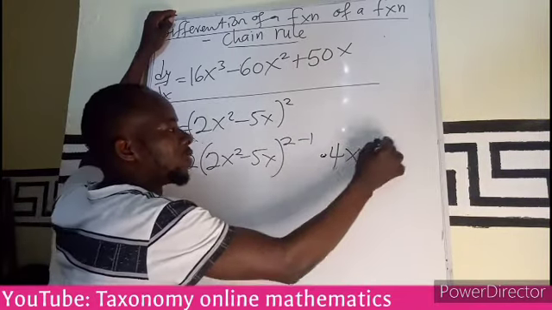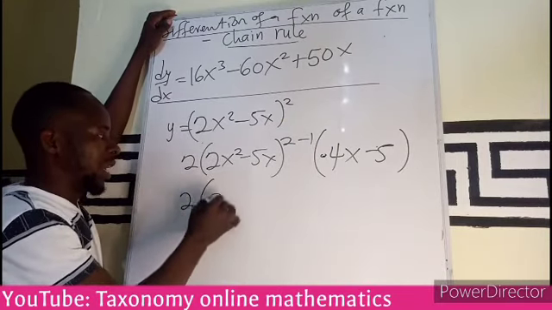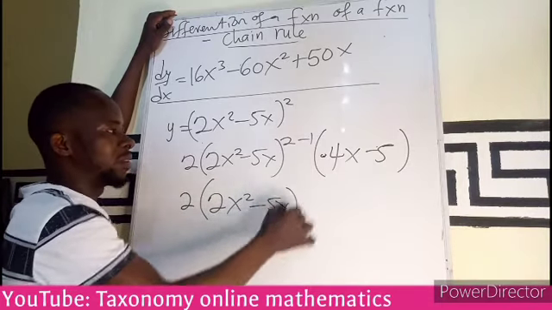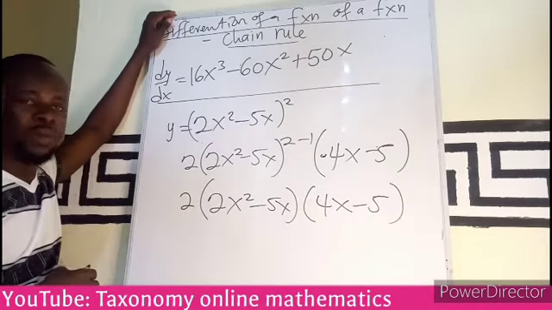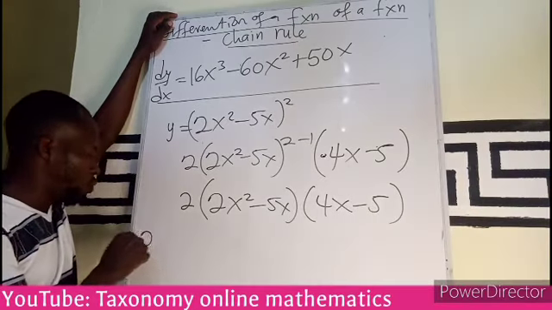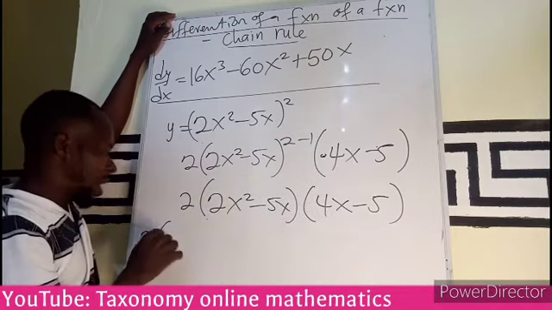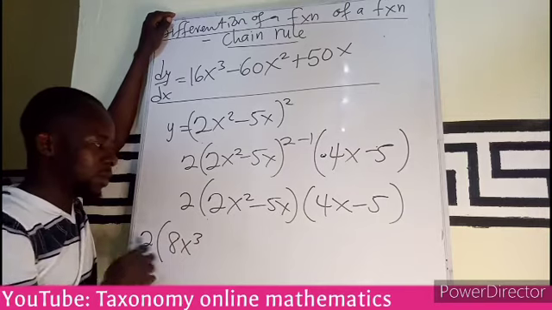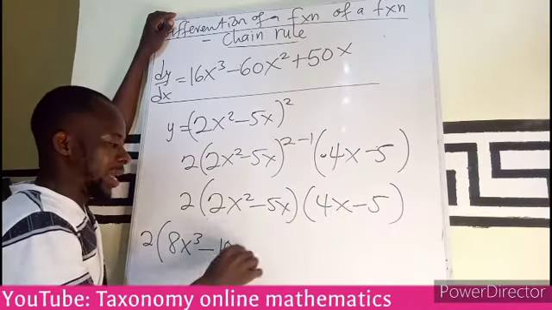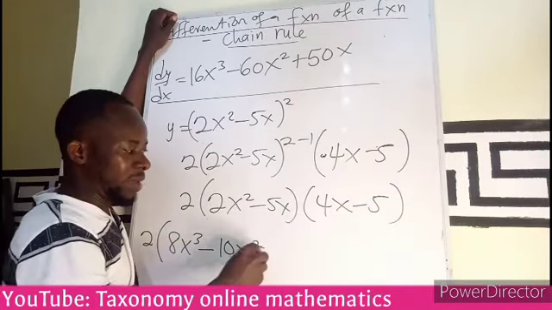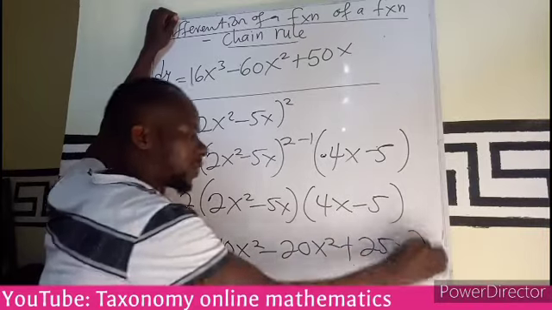4x minus 5. So this is just going to be 2 into bracket 2x squared minus 5x, multiplying 4x minus 5. So if you want to expand this bracket, we maintain the 2. 2 times this will give us 8, so we are going to have 8x exponent 3. This will multiply this, so we have minus 10x exponent 2. This will multiply this, minus 20x squared, then positive 25x.